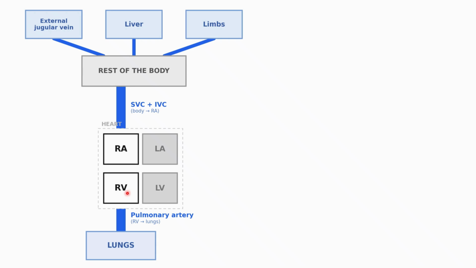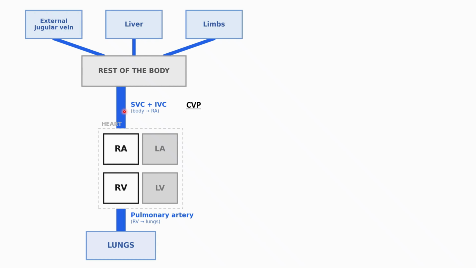Now just like we had three parameters for the left side of the heart, we have two parameters to think about for the right side of the heart. The first parameter is something fancy called central venous pressure. Central venous pressure is basically the pressure measured in the superior vena cava.